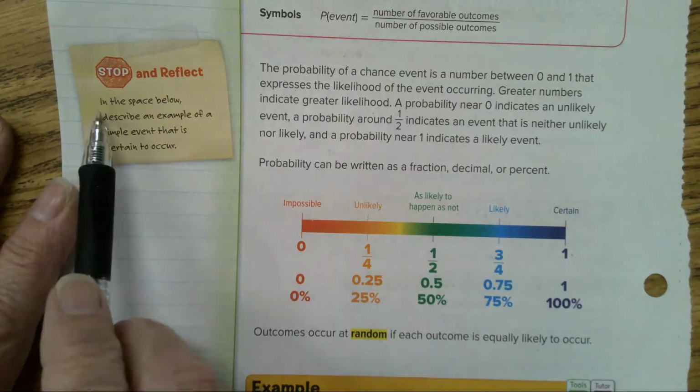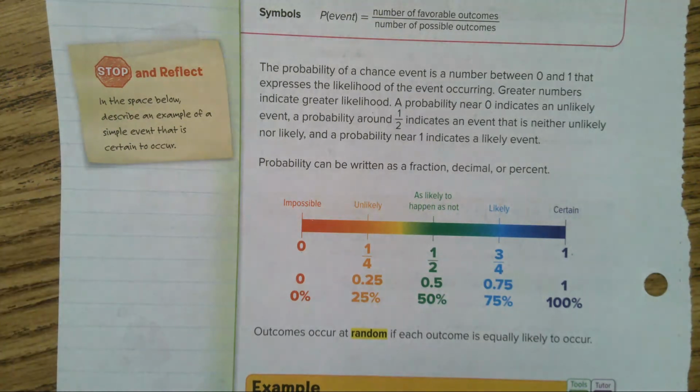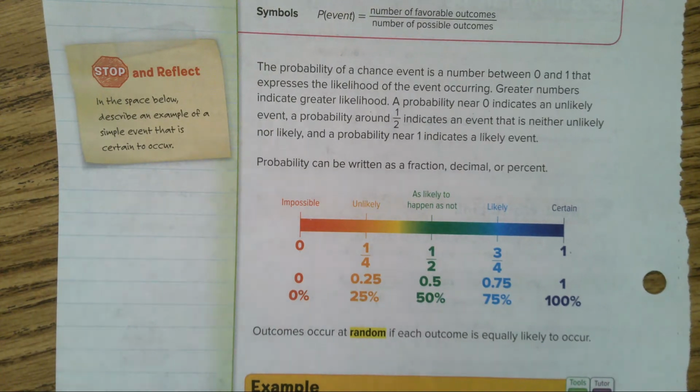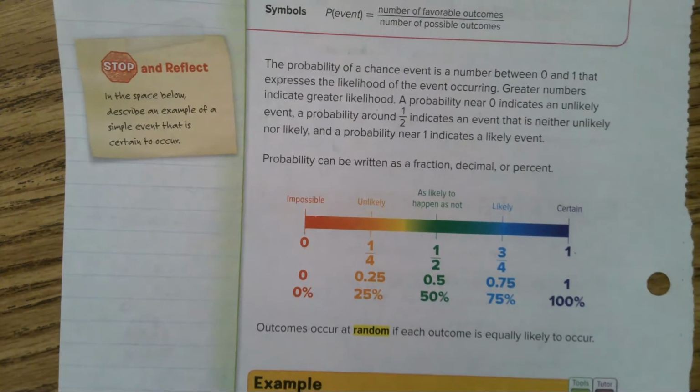It says, in the space below, describe an example of a simple event that is certain to occur. Okay, can you think of something that is certain to occur? Yes. Somebody will win in the next basketball game. Someone will win in the next basketball game. That is definitely going to occur.